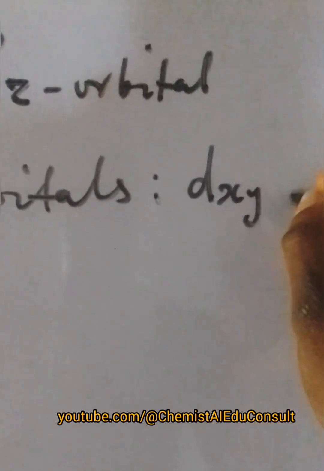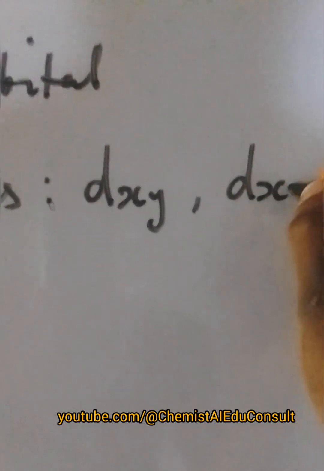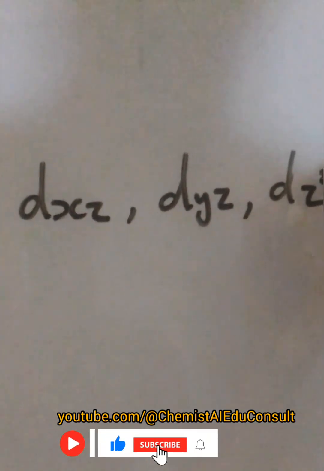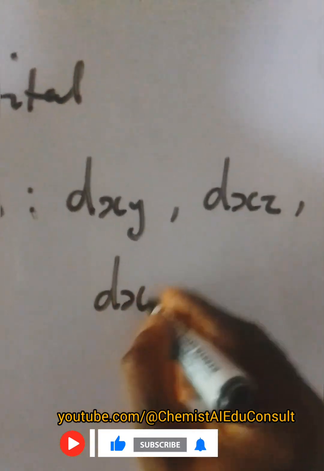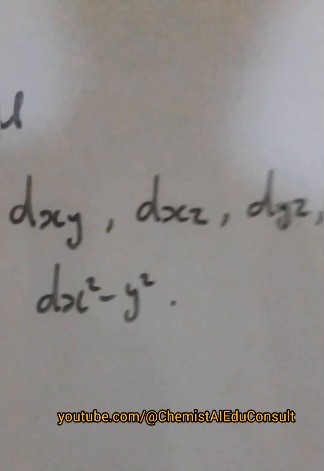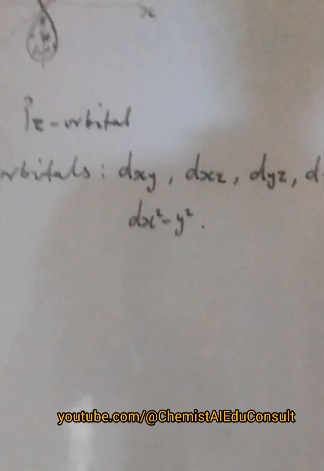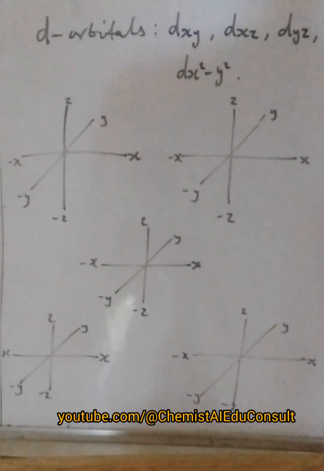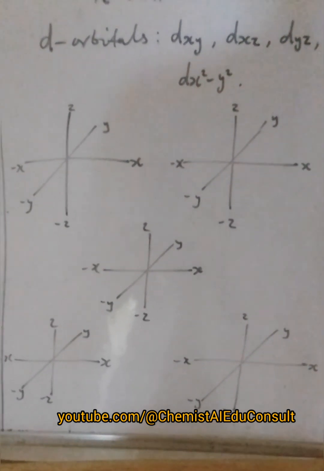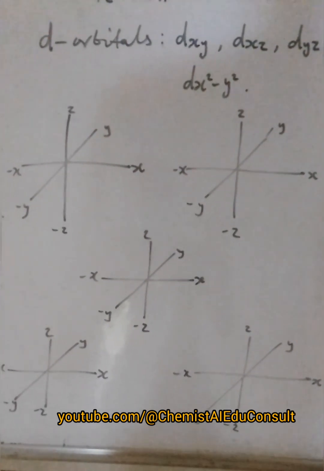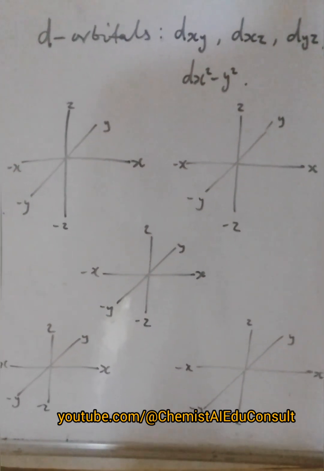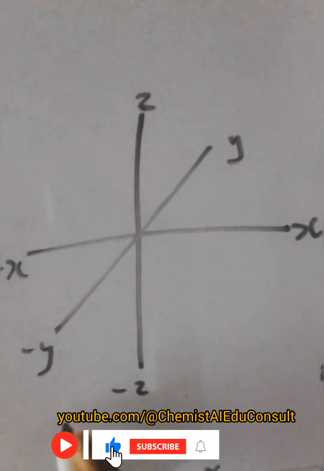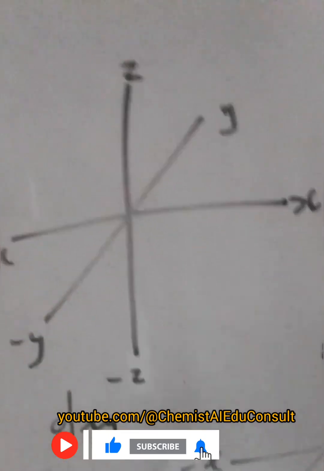dxy orbital, dxz orbital, dyz orbital, dz square orbital, and dx square minus y square orbital. There are 5 orbitals in D. So let's examine the shapes. What I've just done is draw the space where I will draw the shapes of the 5 D orbitals. So let's take the first shape. Let's draw the dxy orbital on this shape.